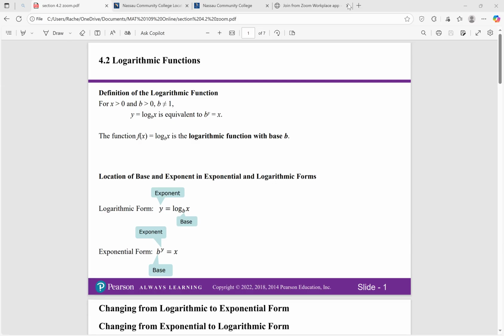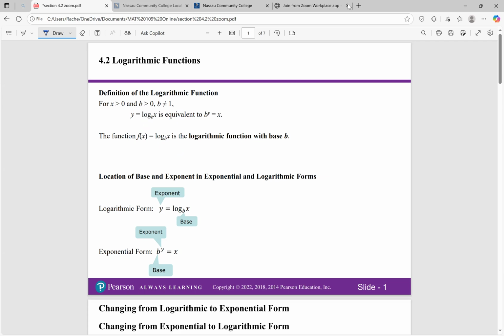So classic notation is y equals log base b of x, where x is greater than 0, so x is positive, and b is also greater than 0, and b can't be equal to 1, or else y would be equal to 1. So we have the function f of x equals log base b of x. We call that the logarithmic function with base b.